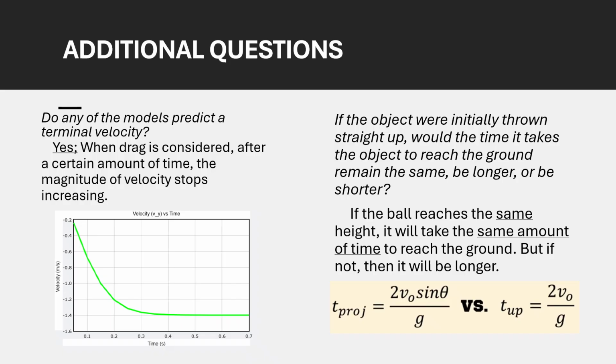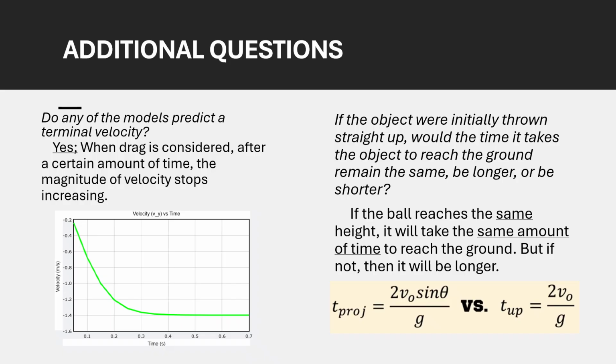Some additional questions. Do any of the models predict a terminal velocity? Yes, two models predict it. The computational model, when it's run with drag, shows that after a certain amount of time, the magnitude of velocity stops increasing. The magnitude ends up leveling off at around 1.4 meters per second.